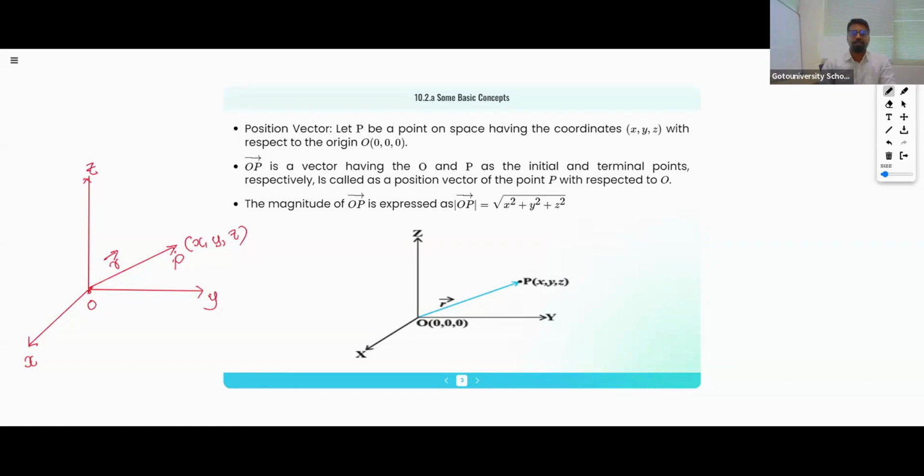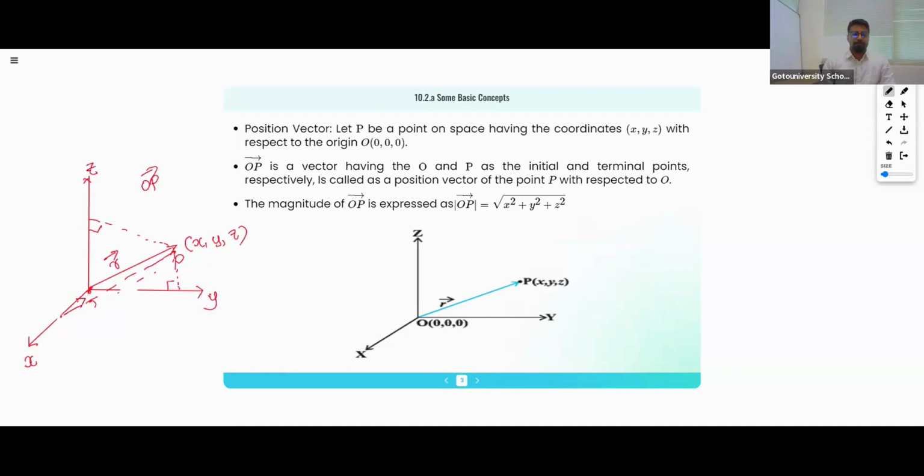Okay. And what is the magnitude? We know a vector has both direction as well as magnitude, right? The direction is from O to P, we know. And how to find the magnitude? Suppose I draw a perpendicular line from this point to all three axes. This is making 90 degrees with respect to the x-axis, and the same thing is making 90 degrees with respect to the y-axis, and let the same thing make 90 degrees with the z-axis.